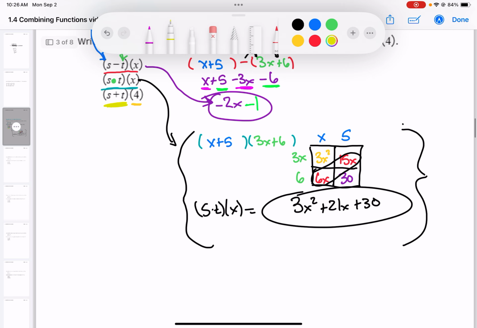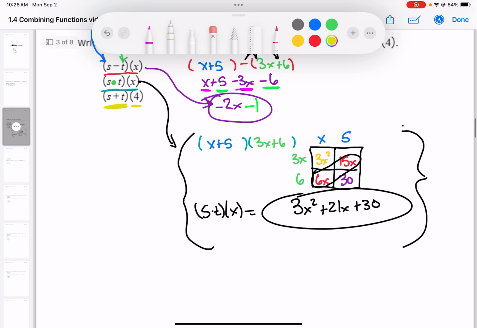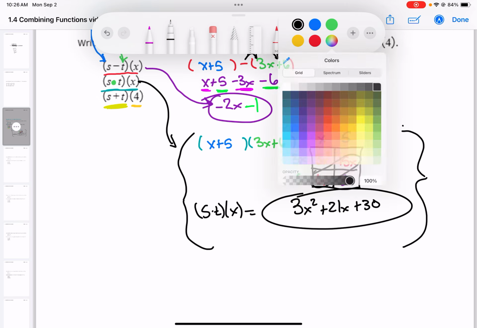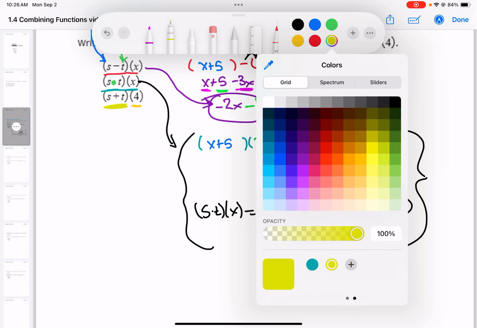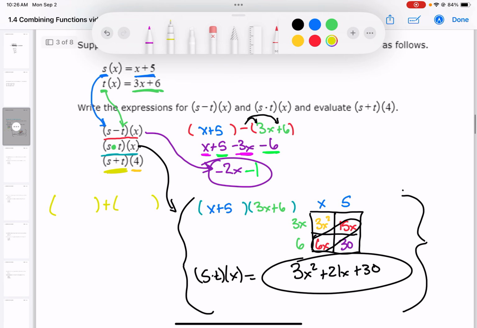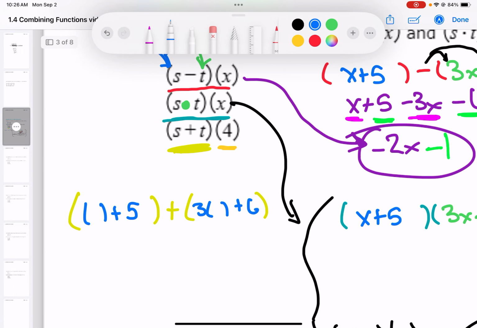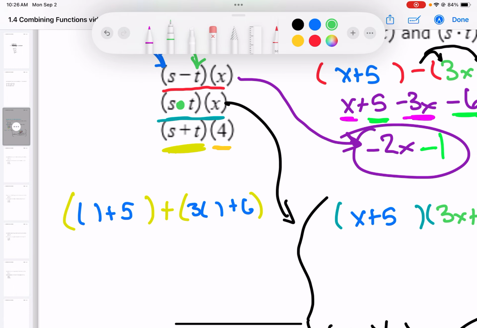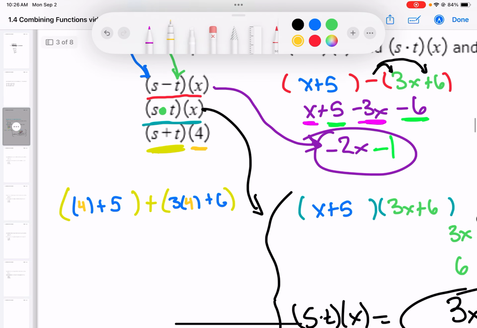What that looks like is I'm going to set it up in a very similar way. There's a shorthand that you can do here, but I'm going to show every step. So I've got s plus my t value. But remember, instead of putting an x, I'm going to put some parentheses. So I've got x plus 5, then 3x plus 6, and instead of x, I'm plugging in that 4. Now we just simplify and solve.